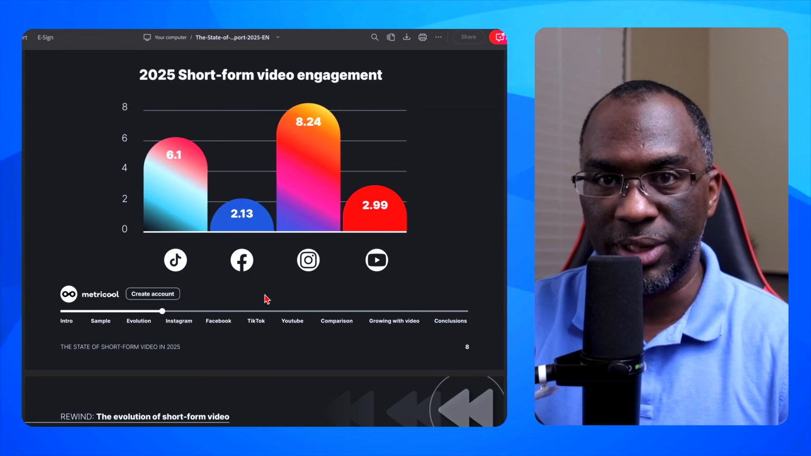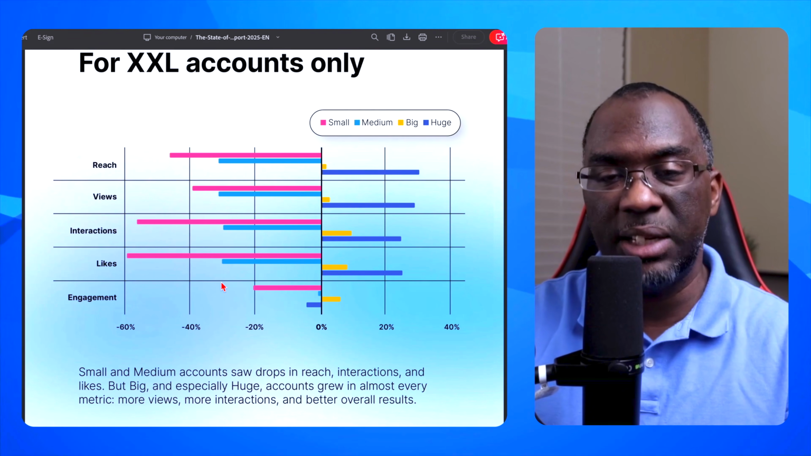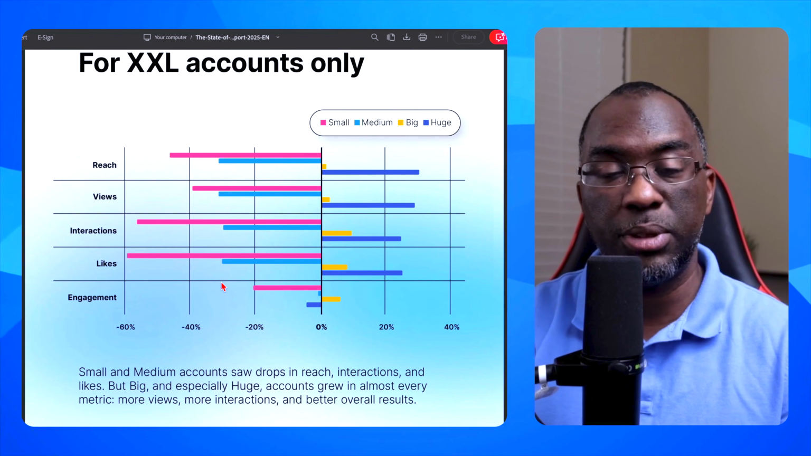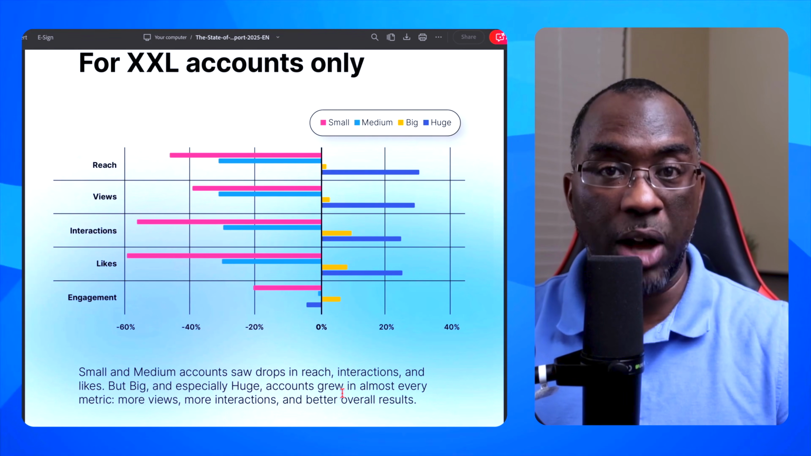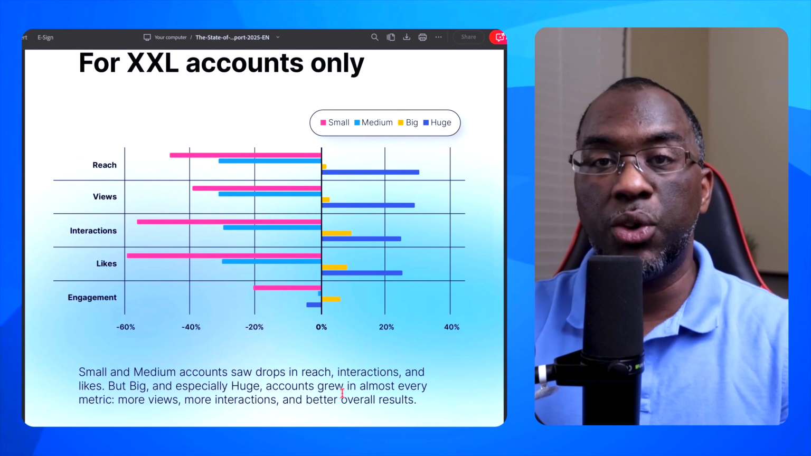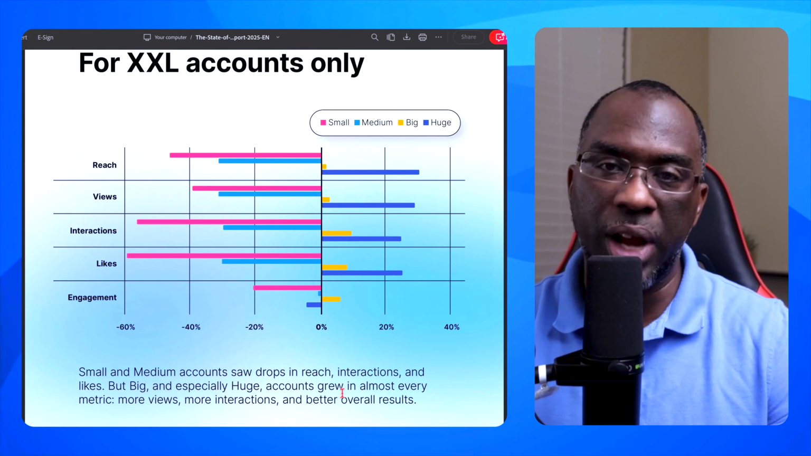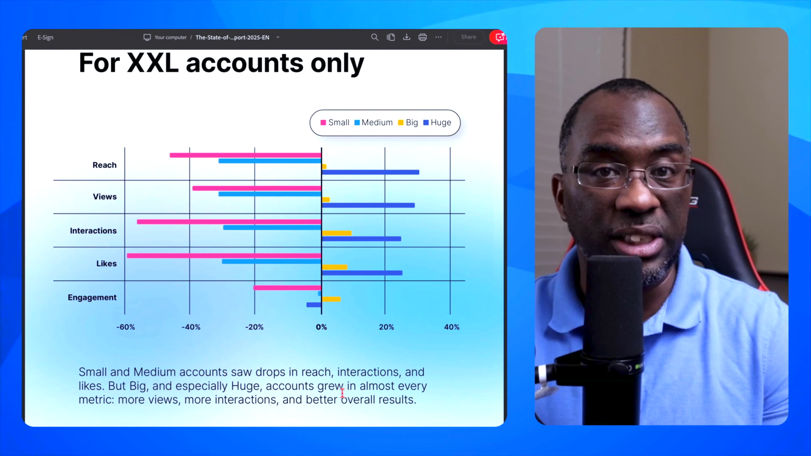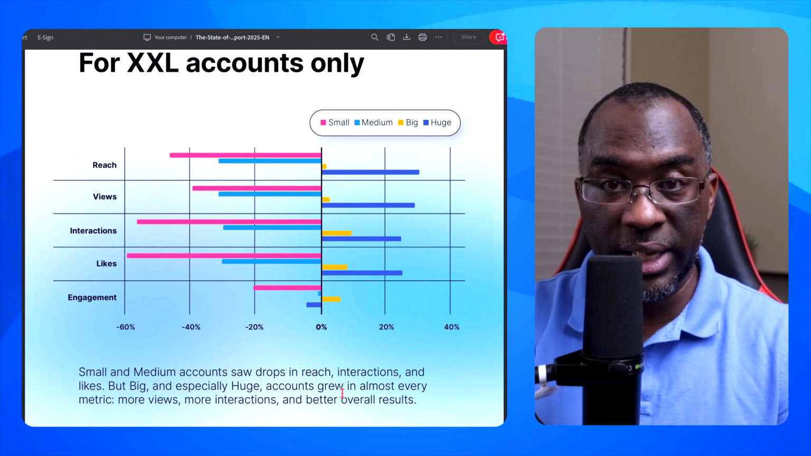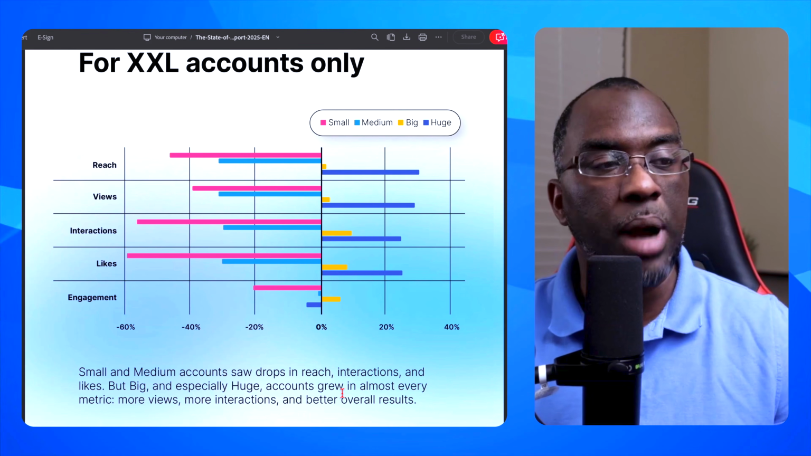You need the engagement. Over the course of this year, small and medium-sized accounts have seen a significant drop in their reach and their engagement and so forth. But when it came to the huge accounts, we're talking about accounts with followers over 100,000, they saw an increase in all of their metrics across the board on average. If you're a huge creator and that's not true for you, you're just the exception, but not the rule. The rule is all large creators saw an improvement to their metrics this year, and they probably made more money.